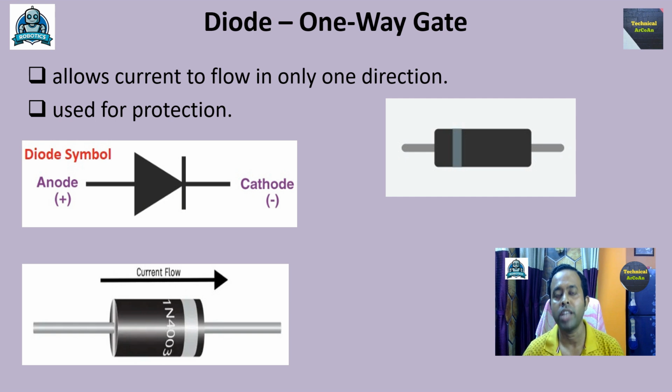Now we are talking about the diode, also known as a one-way gate, which allows current to flow in only one direction, right? So it is used for protection, right? So this is the diode symbol, this is the anode, this is the cathode, and this is the physical diode. Current flows in only one direction, and this is the symbol which is used in Tinkercad, right?